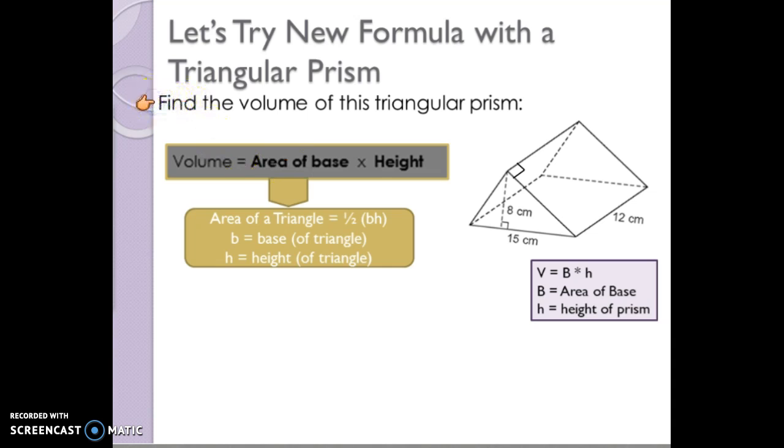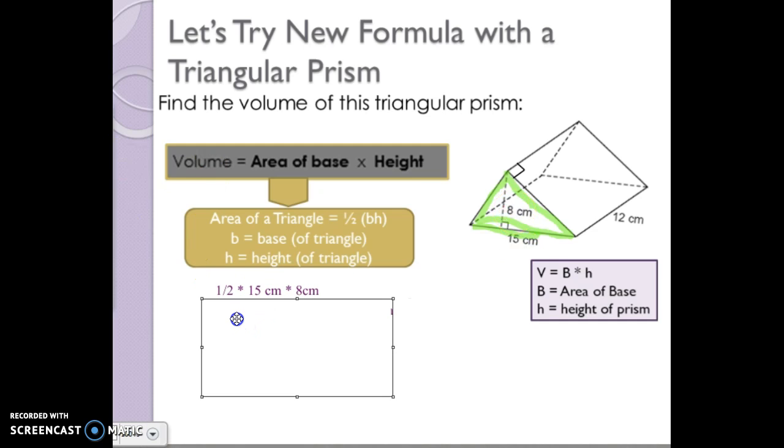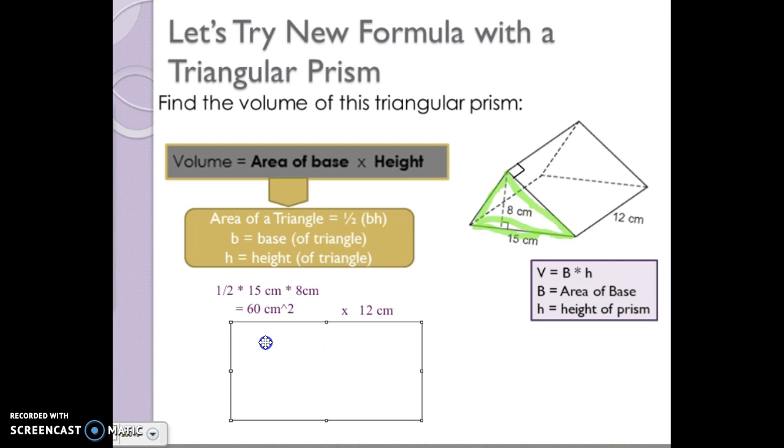So using this new formula, let's try to find the volume of this triangular prism. So again, the base will be the triangle. All right, well, what's the area of the base? Now we have to use a different formula for the area of the base. It's not going to be length times width because it's not a rectangle. It's a triangle. And the area of a triangle is 1/2 times base times height, where this base is the base of the triangle and this height is the height of the triangle. So the base is 15 and the height is 8 centimeters. So 1/2 times 15 times 8 equals 60 centimeters squared.